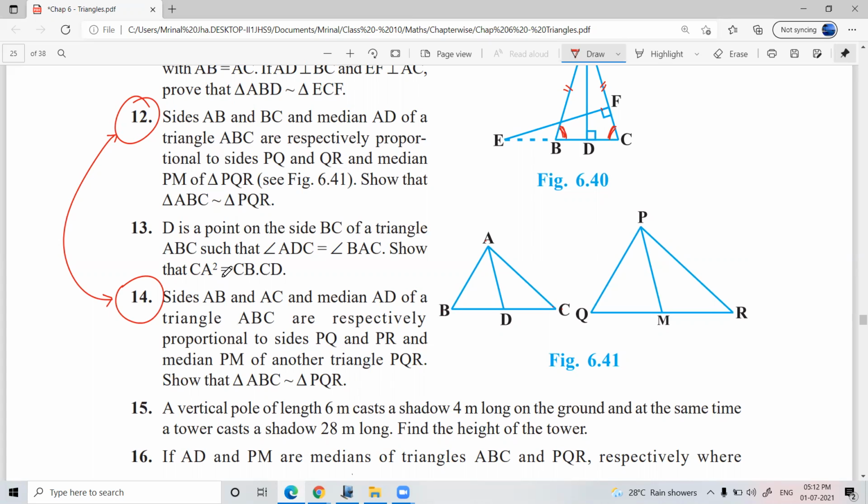Draw the figure. We won't be able to take that half of BC is equal to half of QR and then prove like that, sir. Yes, it's not very easy to prove that triangle ABD is similar to PQM. It's not so simple, just like doing half of BC and half of QR like that.